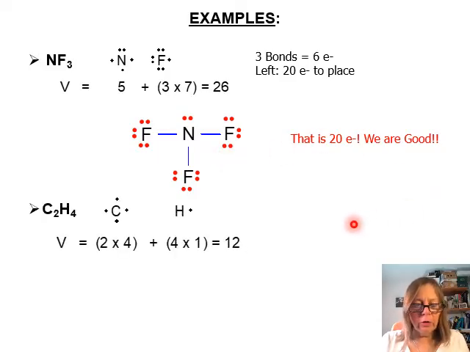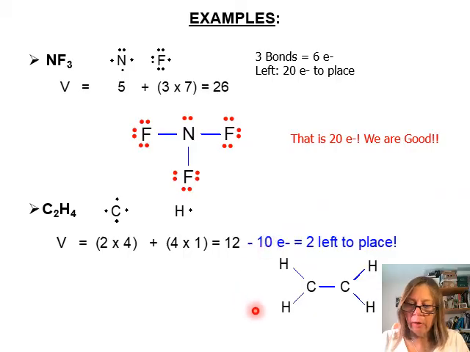Let's try another molecule, C2H4. So carbon has 4 electrons, hydrogen has 1 electron. So the number of valence electrons is 2 times 4 plus 4 times 1, it's 12 electrons.